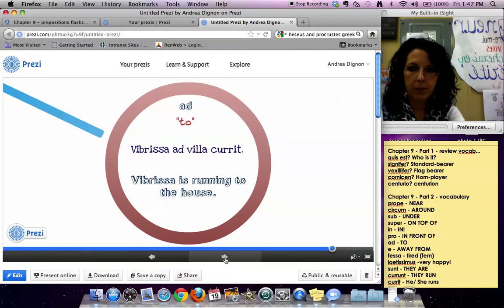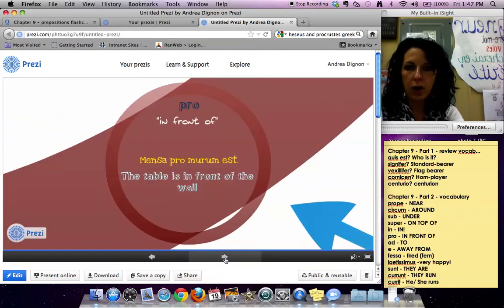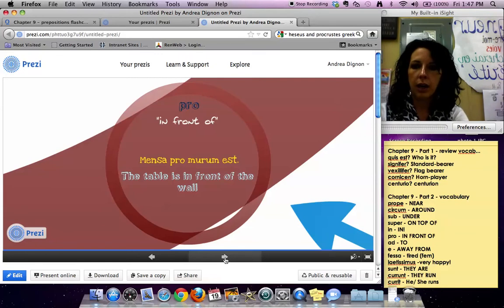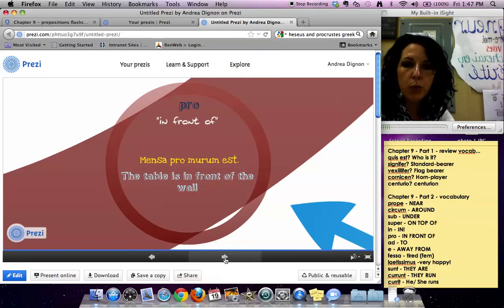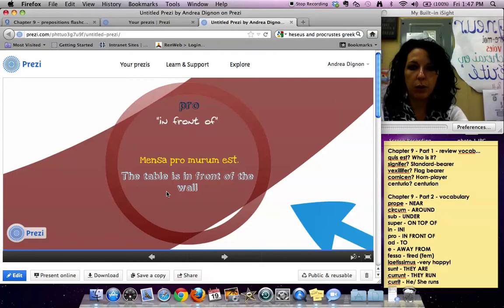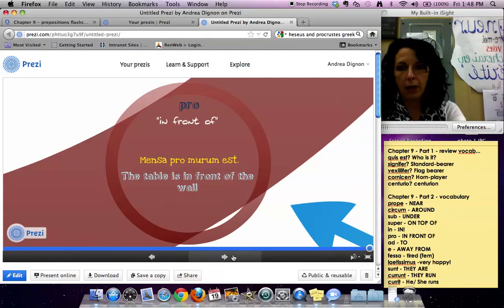Okay? And then we have pro, which is in front of. Mensa pro murum est. The table is in front of the wall. Here's our subject, mensa, which is table. Pro is in front of. Murum is wall, and est is. So the table in front of the wall is. Okay? All right, so that's that.